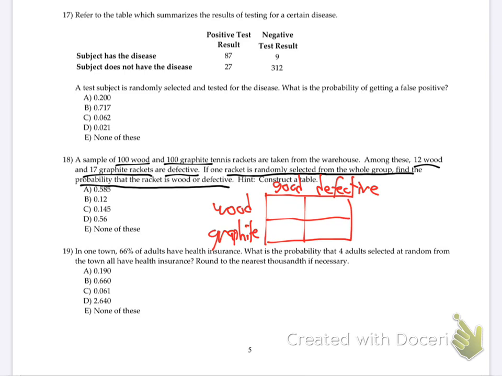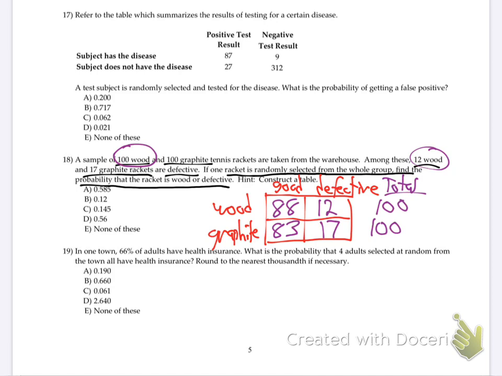It's totally good. So there's 100 wood rackets, so that's the total, isn't it? There's 100 total wood rackets and 100 total graphite rackets. 12 of the wood are defective, so 12 wood are defective and 17 graphite are defective. And then you just subtract, and you get 88 and 83. All right, good. So we know the layout.